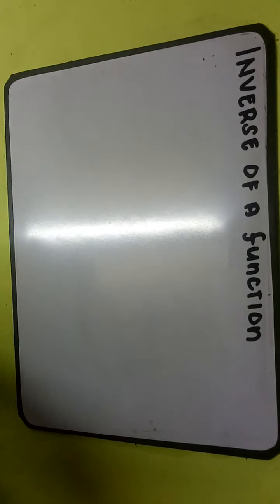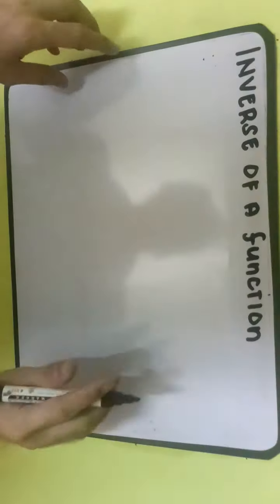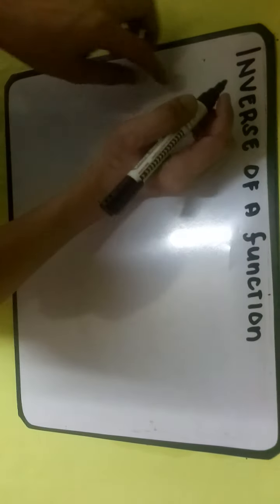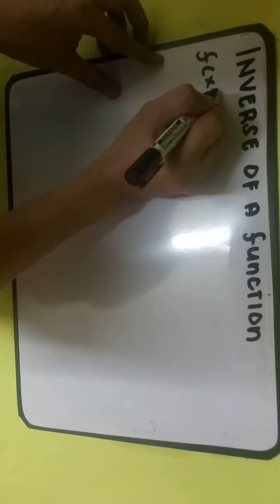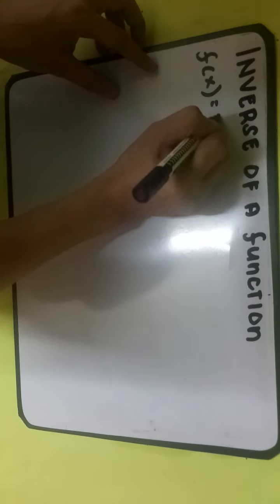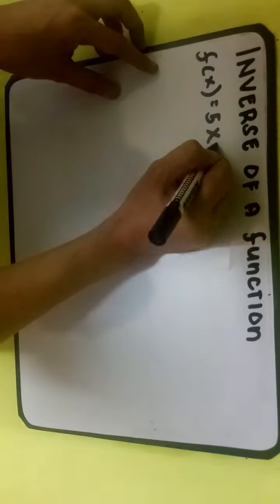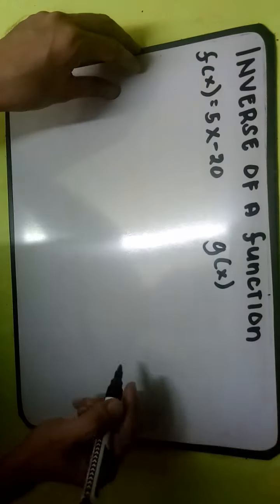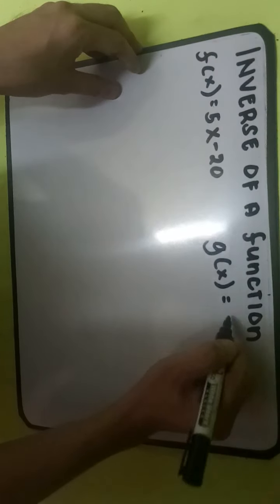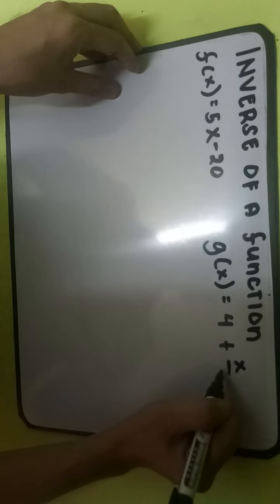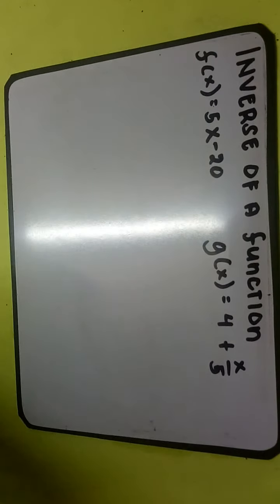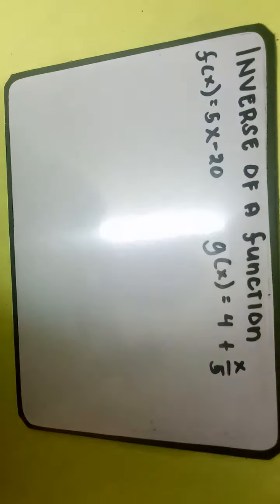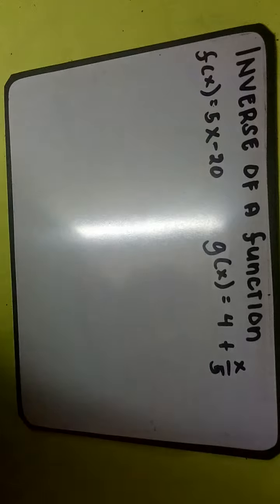Here, if we are talking about functions, that is somehow the same. We are only talking about functions. So let us consider the given function f of x is equal to 5x minus 20, and another function g of x is equal to 4 plus x over 5. We will check if these functions are inverse functions.